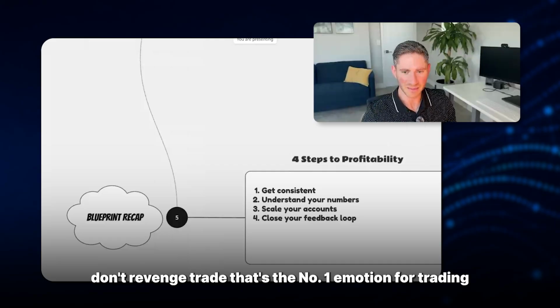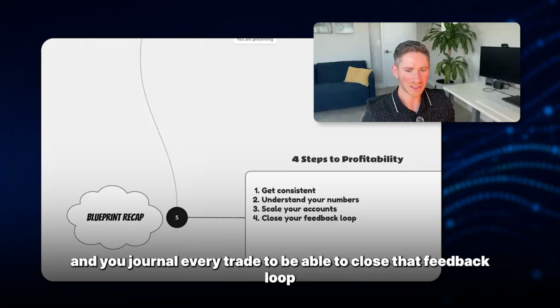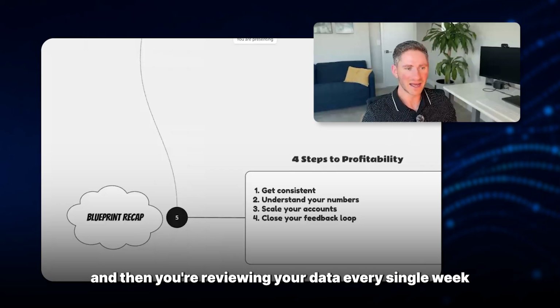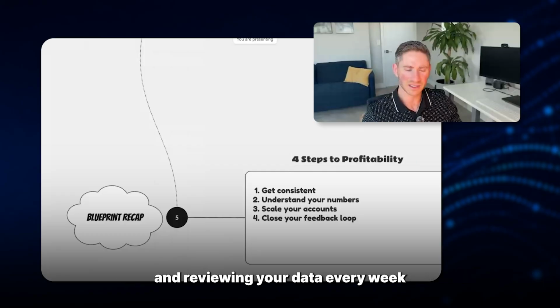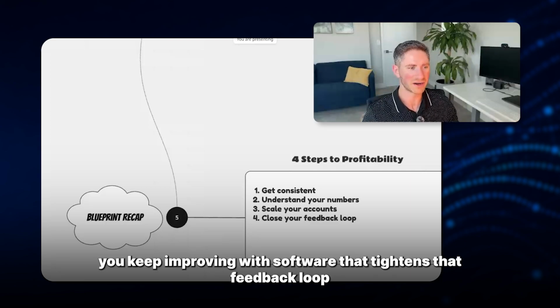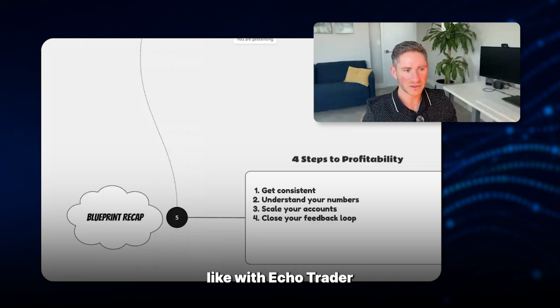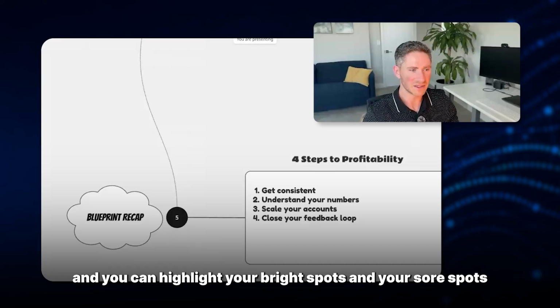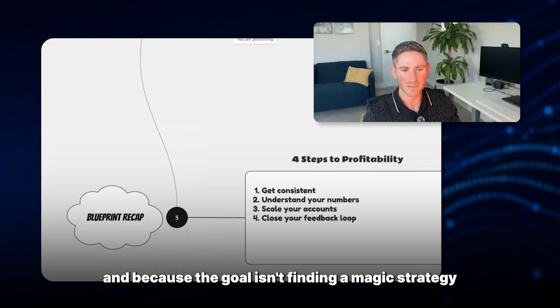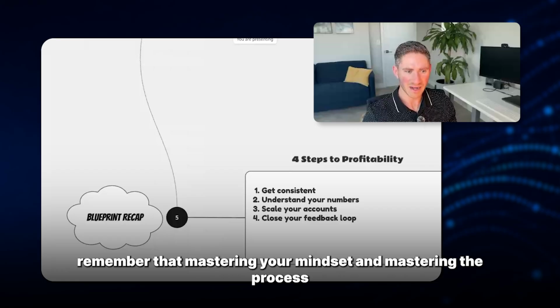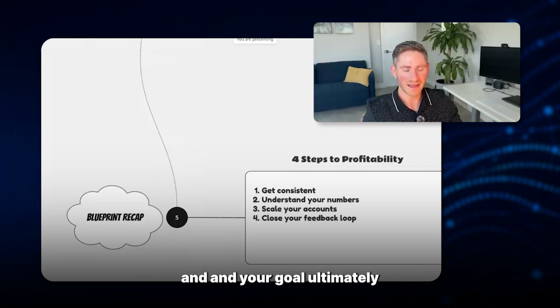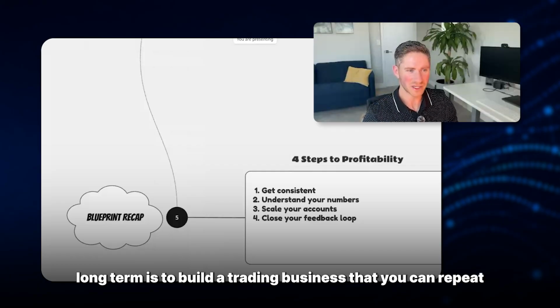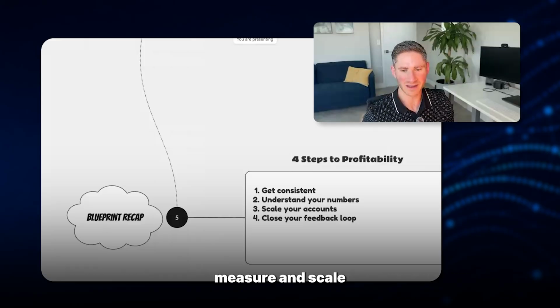Don't revenge trade, that's the number 1 emotion for trading, and you journal every trade to be able to close that feedback loop. And then you're reviewing your data every single week. And reviewing your data every week just becomes a glance at a dashboard with EchoTrader. You keep improving with software that tightens that feedback loop, like with EchoTrader, and you can highlight your bright spots and your sore spots. And because the goal isn't finding a magic strategy, remember that. It's mastering your mindset and mastering the process that can then help you scale your capital. And your goal ultimately long-term is to build a trading business that you can repeat, measure, and scale.